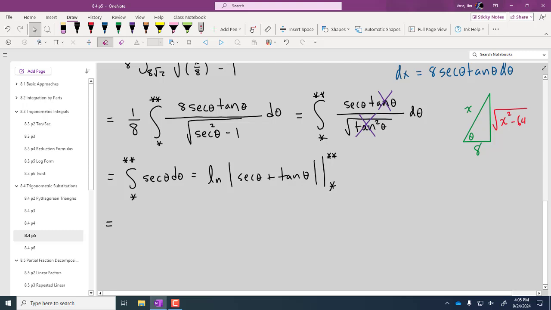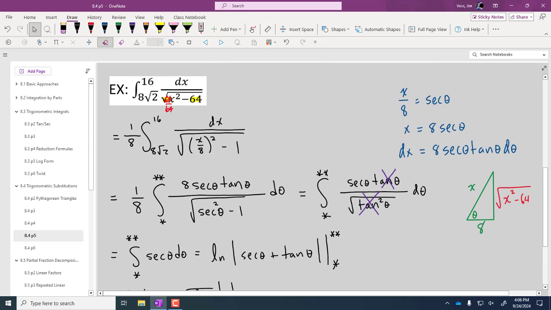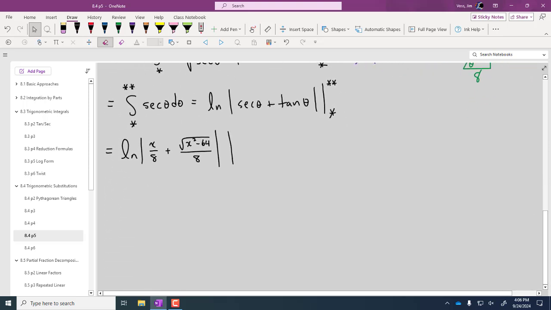So let's see, we have natural log of absolute value. Secant is x over 8 plus tangent. Is tangent the square root of x squared minus 64, over 8? And now we're back to x limits of integration, which are 8 root 2 and 16.